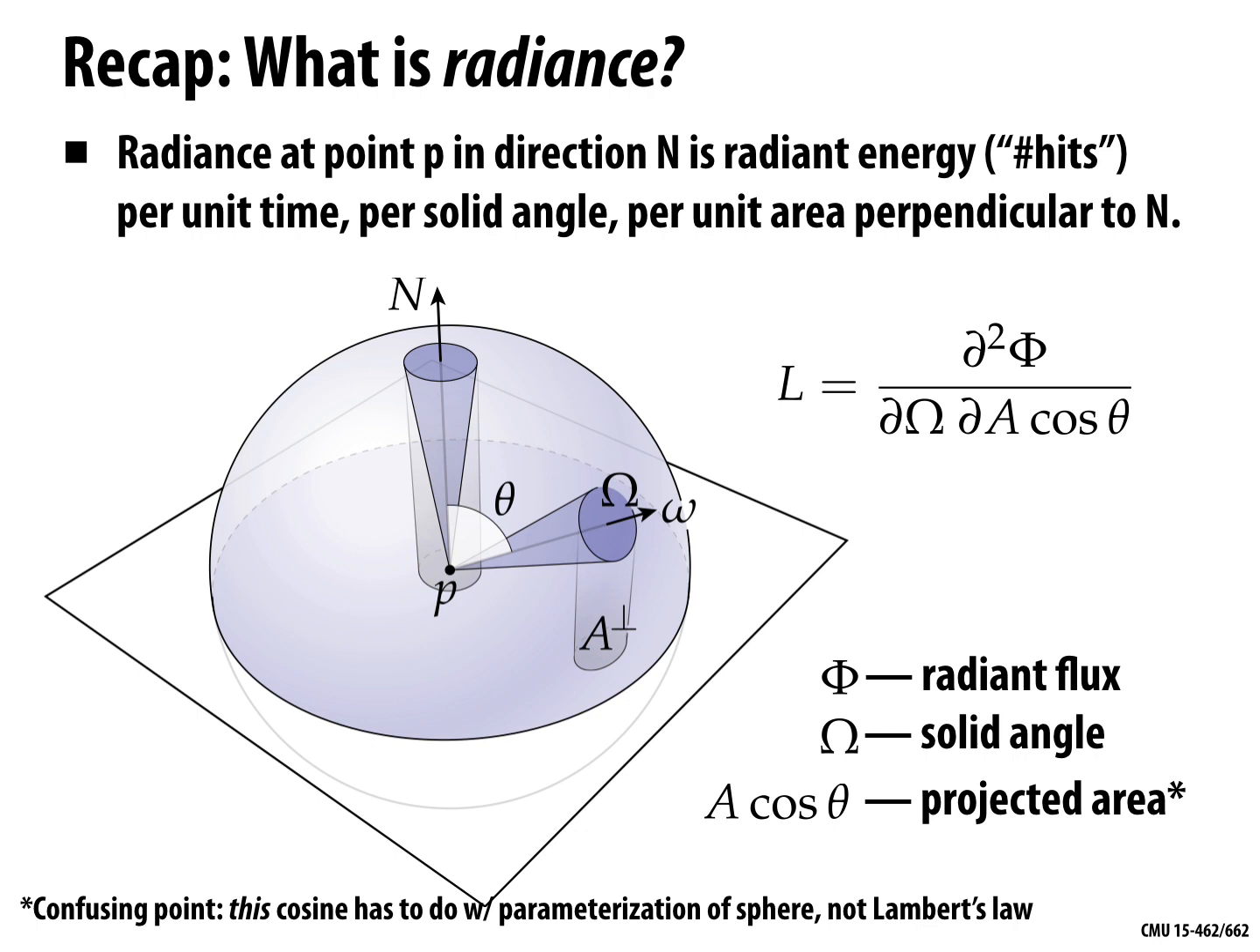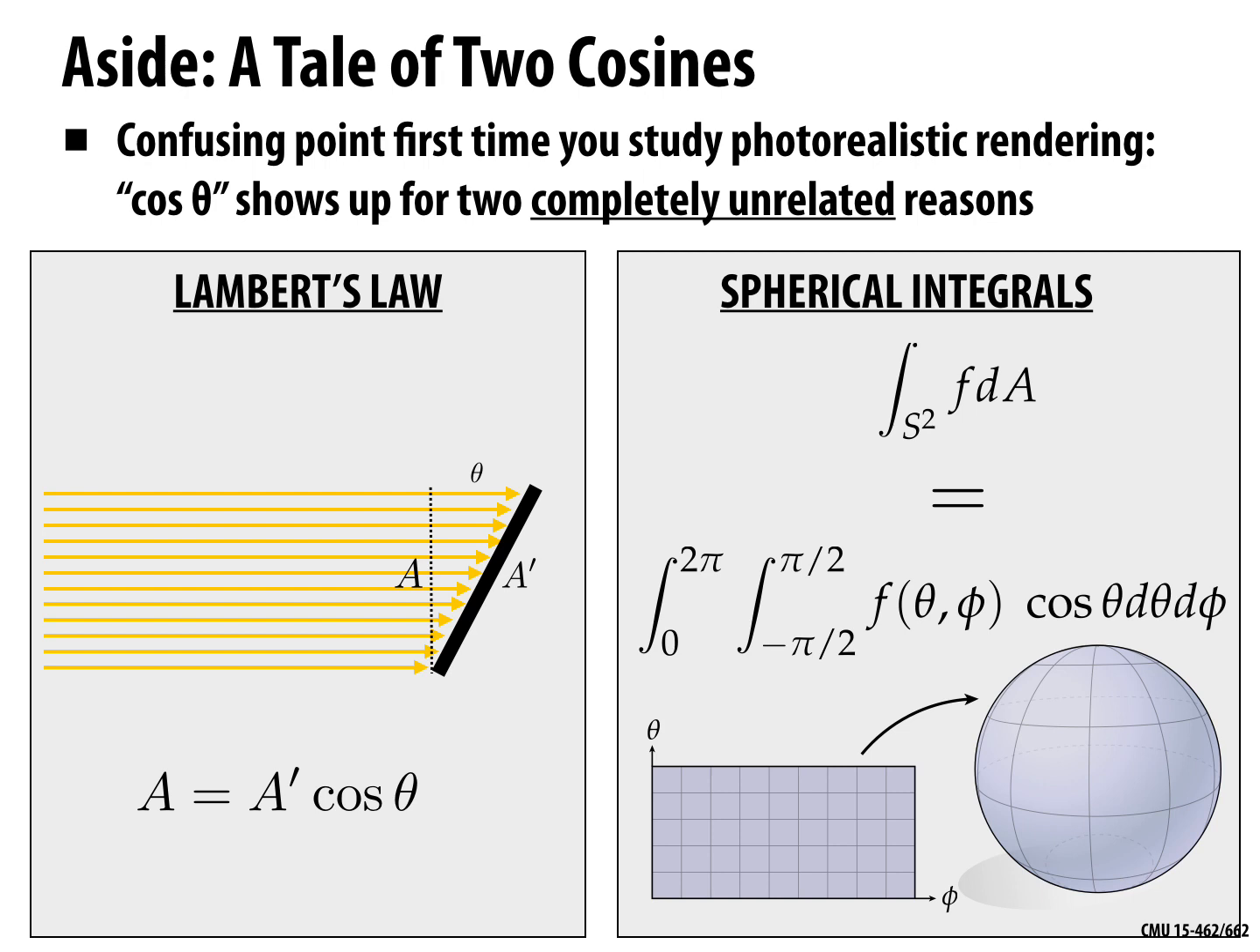So a slightly confusing point here is that the cosine here has to do with the way we parameterize the sphere and not Lambert's cosine law. So this is a confusing thing the first time you look at the equations for photorealistic rendering, that this cosine theta shows up for two completely different and unrelated reasons. One is for a physical reason, due to Lambert's cosine law, which says, well, if we tilt a little piece of material to the side, then we get a beam of the same total energy hitting an area that's slightly larger, and so that energy gets spread out over a bigger region and becomes darker.